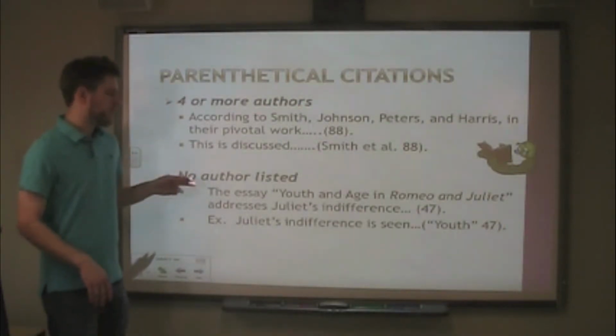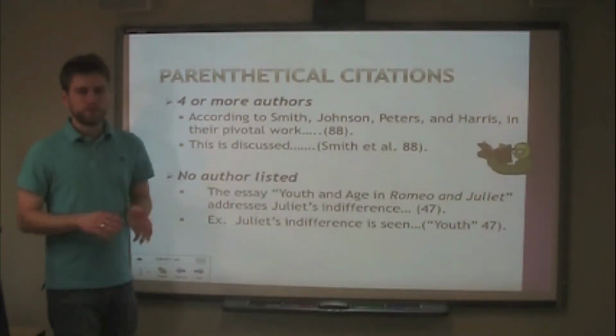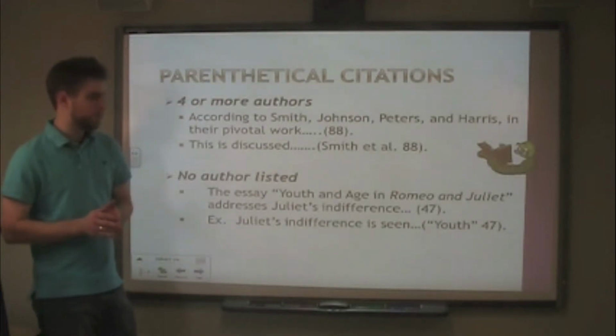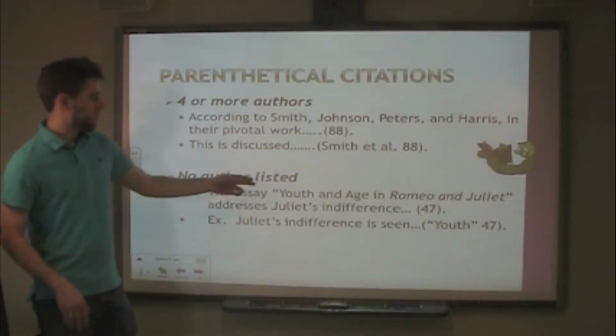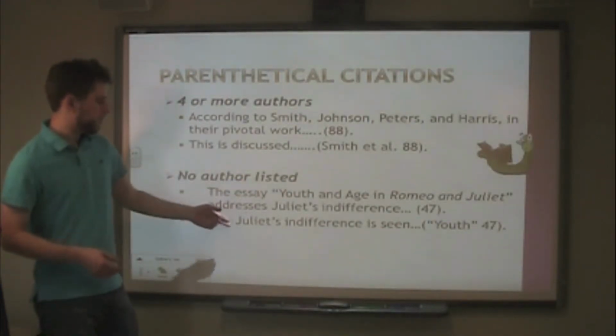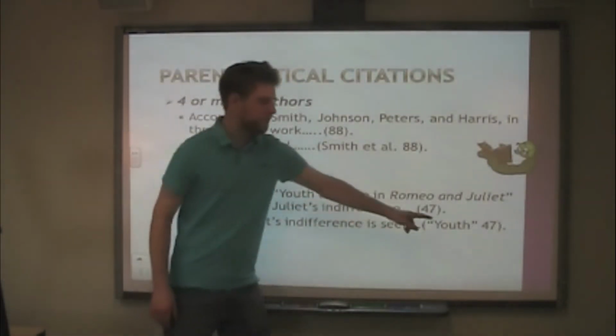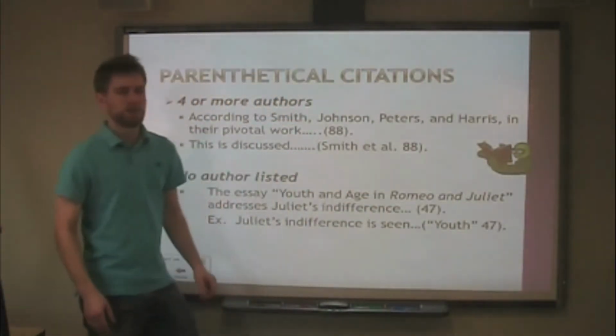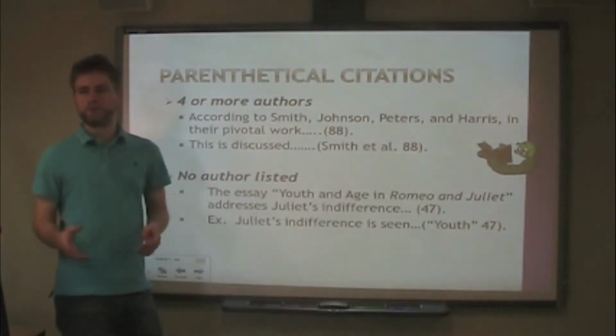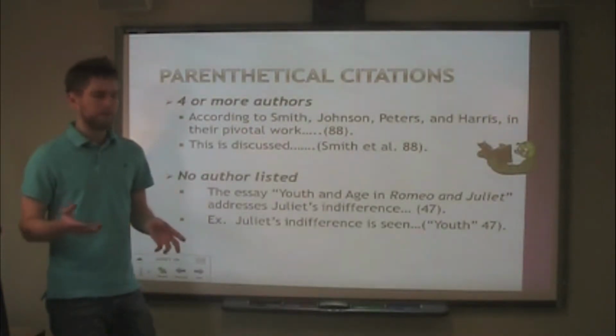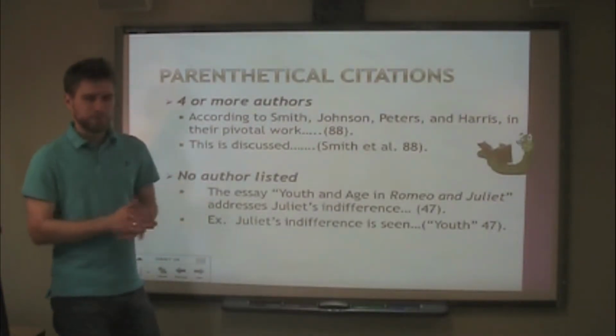If you have no author listed, then you have to reference it by the title of the article or the book. In this case, Youth in the Age of Romeo and Juliet, or you do a shortened version of the title. Usually the first important word, we leave off words like of and the. Start with the first important word.